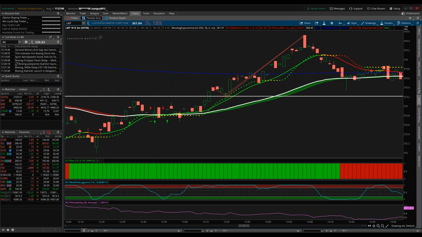The symbol is NQ. That's how it's portrayed on the NinjaTrader. This is Lockheed Martin. This is LMT, and that's a stock.